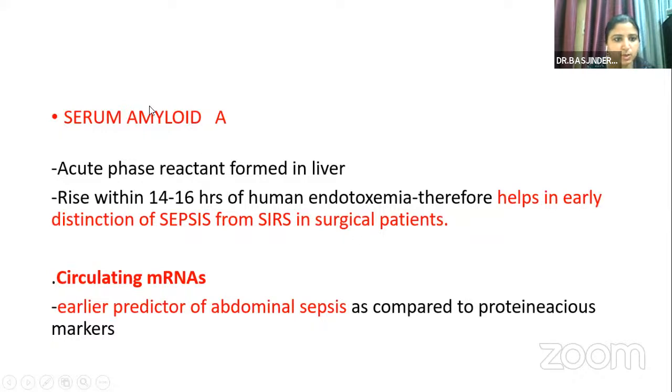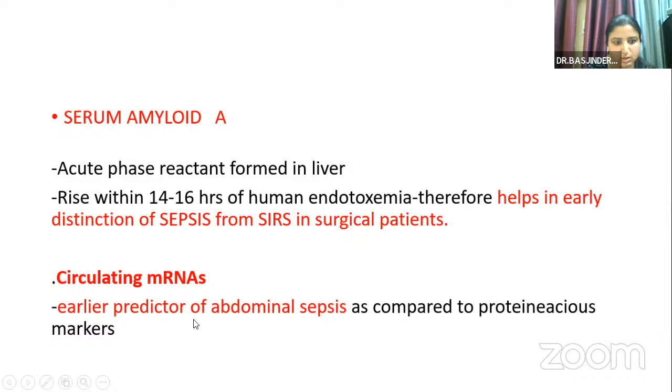Another abdominal sepsis biomarker is serum amyloid A, which is also an acute phase reactant formed in the liver. As I had shown you, when the CRP was formed, another short chain molecule was serum amyloid A. It rises late, 14 to 16 hours of human endotoxemia, therefore helps in early distinction of sepsis from SIRS in surgical patients. Because it rises late and it's a septic biomarker, we can easily conclude from its rising that it's sepsis and not SIRS.